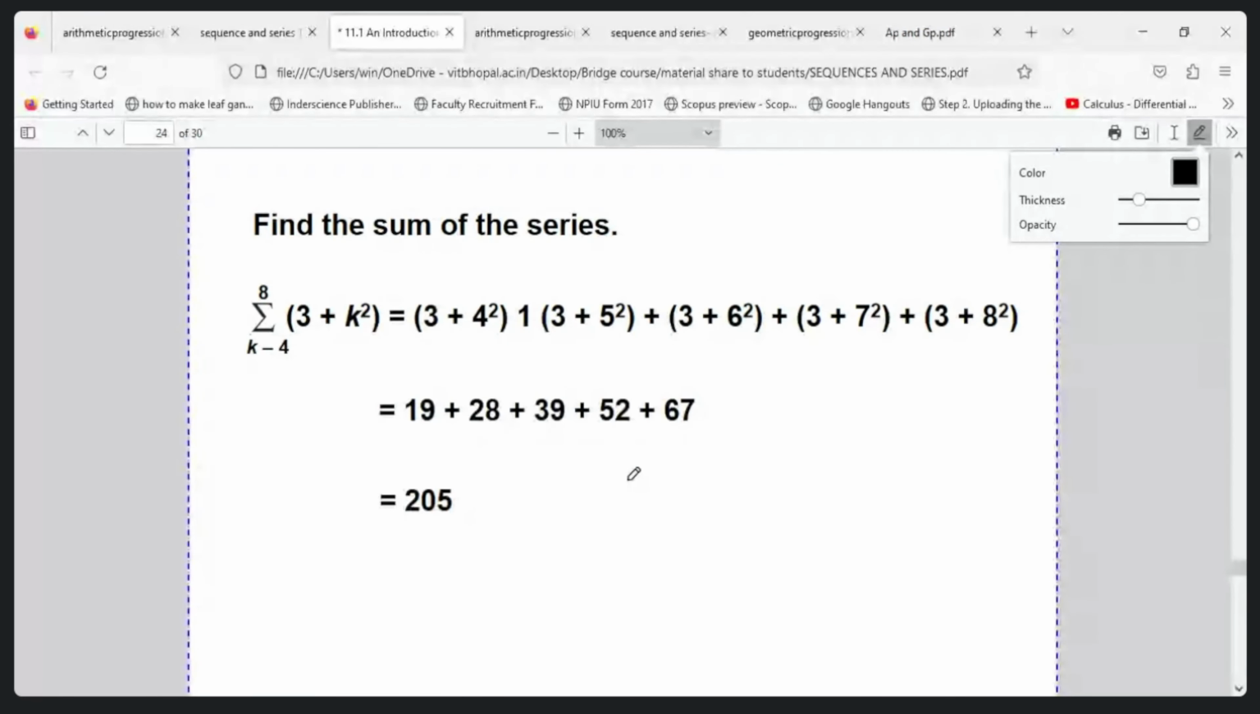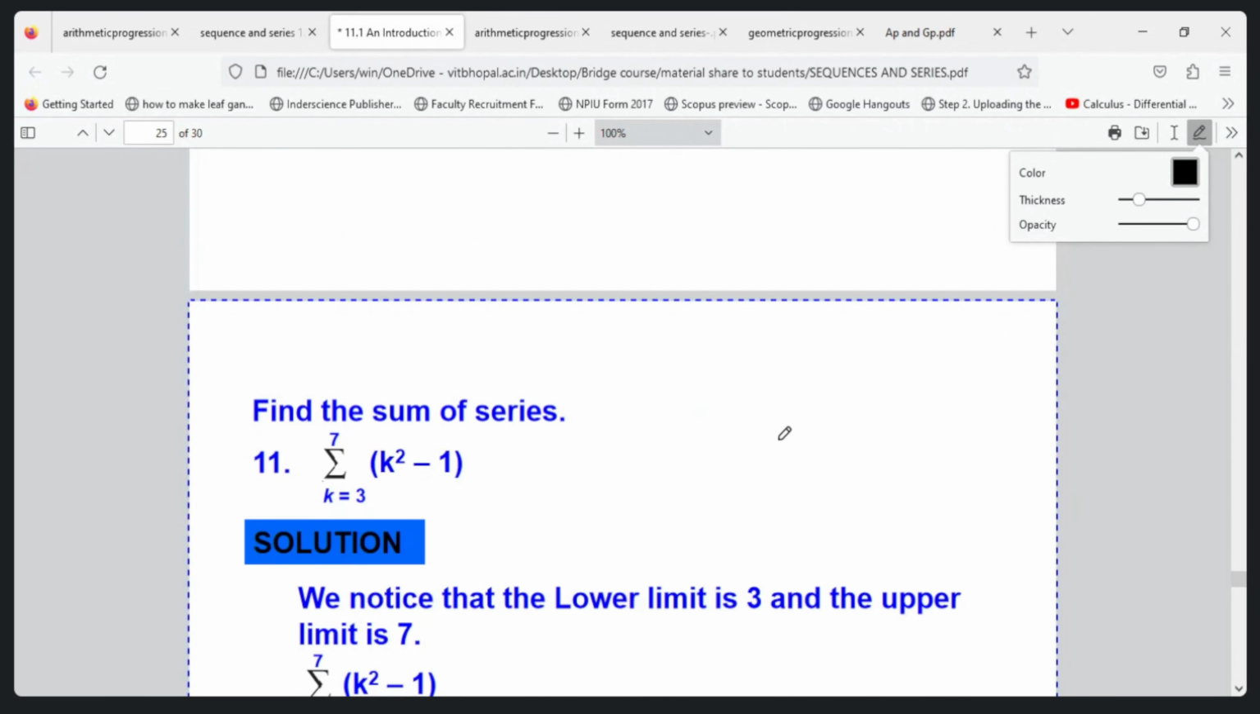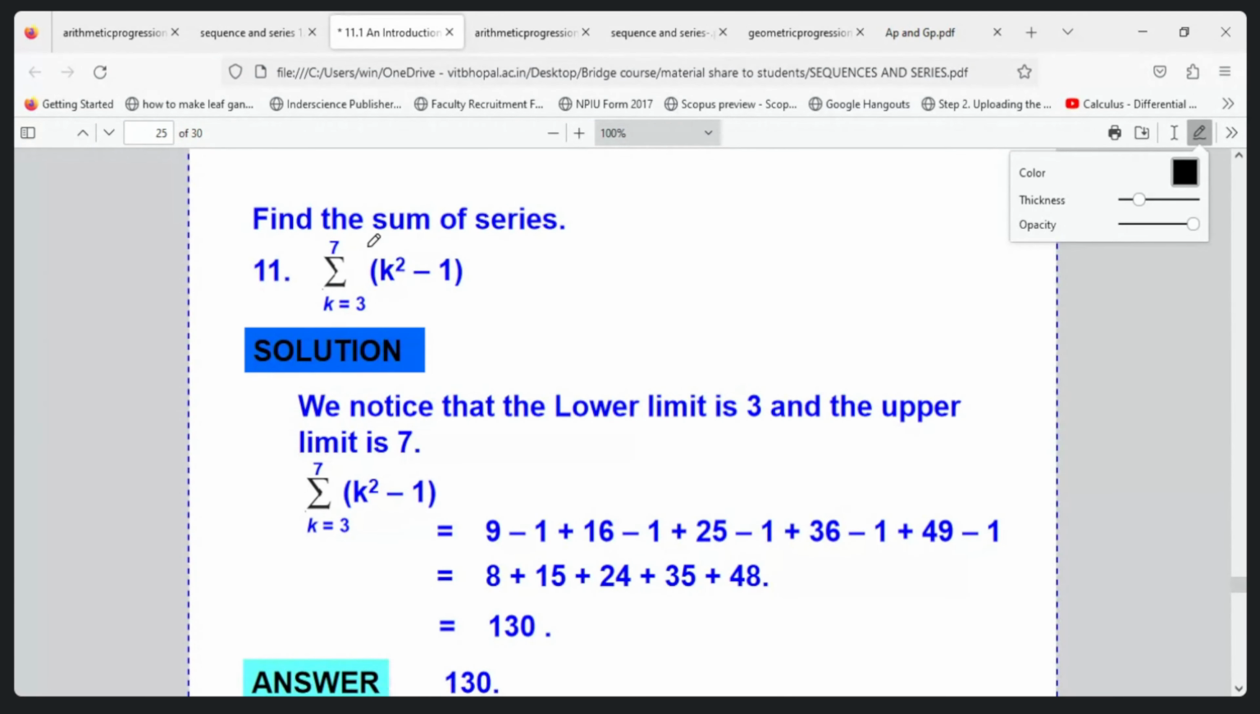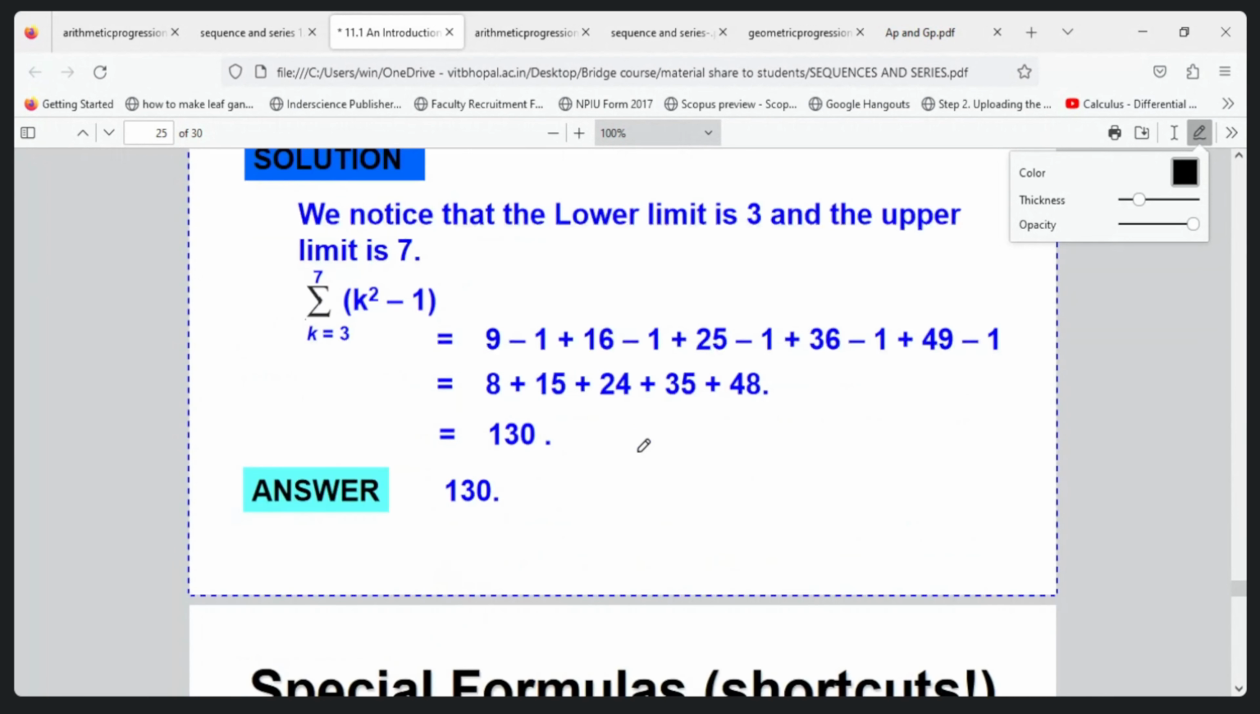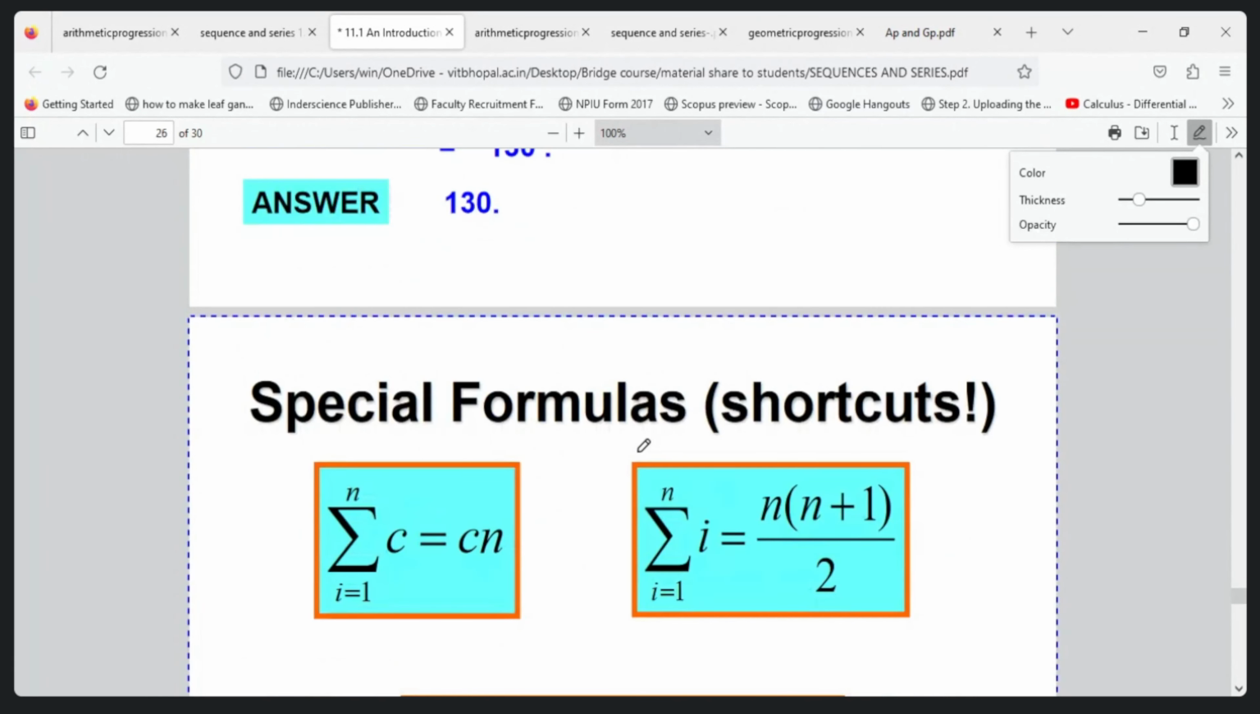So this is the sum of a series, k equal to 4 to 8, 3 plus k square. Then find the sum of k square minus 1 from 3 to 7. Solution: we notice that the lower limit is 3 and the upper limit is 7, so k equal to 3 to 7 of k square minus 1. The answer is 130.